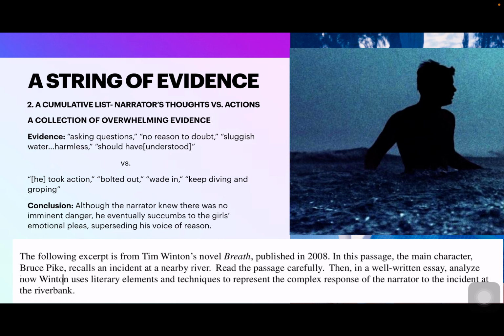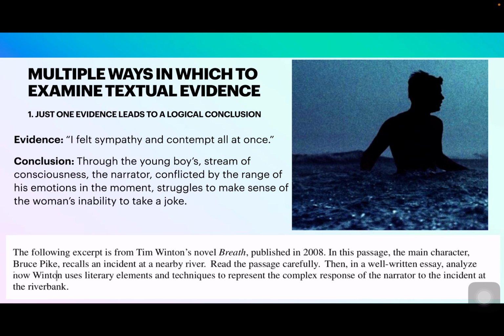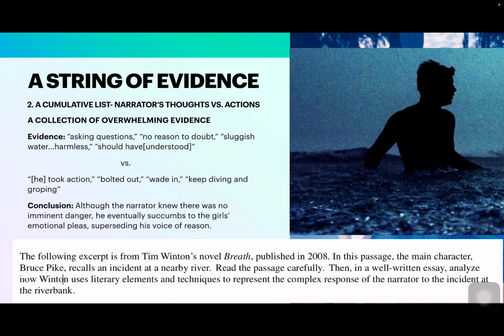And so my conclusion now is, although the narrator knew there was no imminent danger, he eventually succumbs to the girls' emotional pleas superseding his voice of reason, and there's several girls in here. Again, this is a string of evidence. It's different from just one piece of evidence. This is several pieces of evidence. So when you read a short story and you see something in line 7 and then in line 12, you can take those phrases, put them together, and list them in a couple of sentences, and then draw your conclusion.